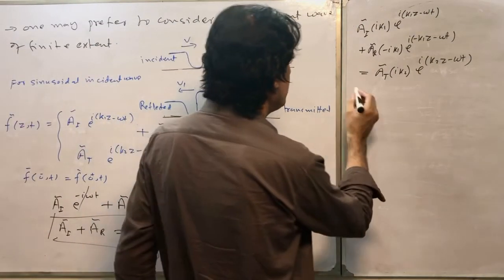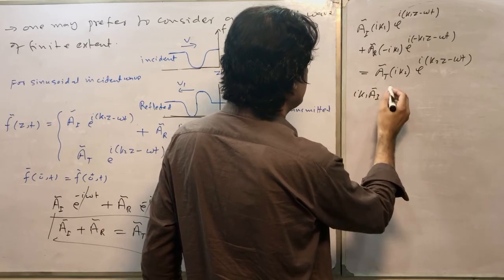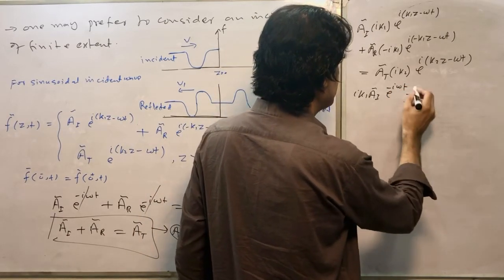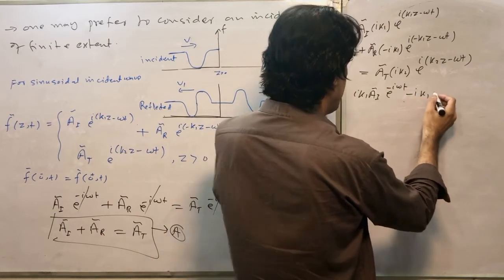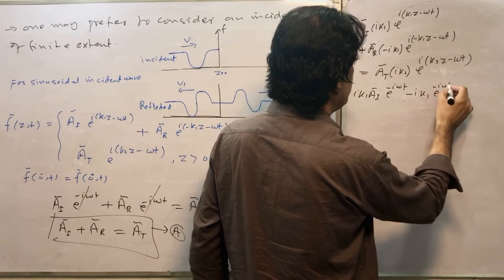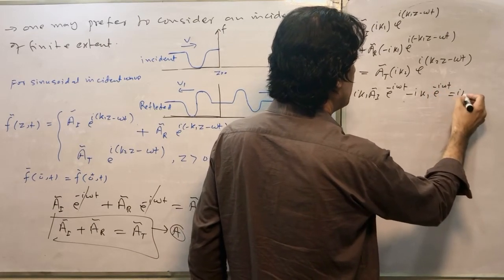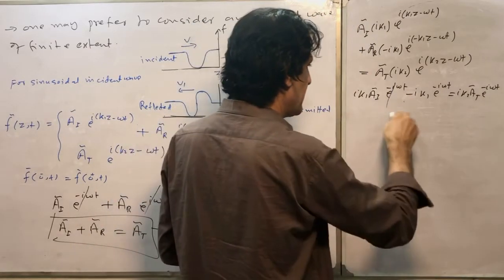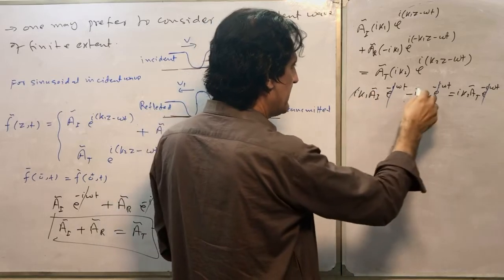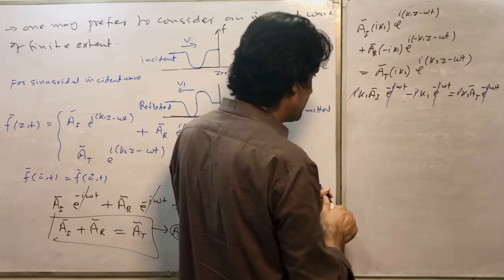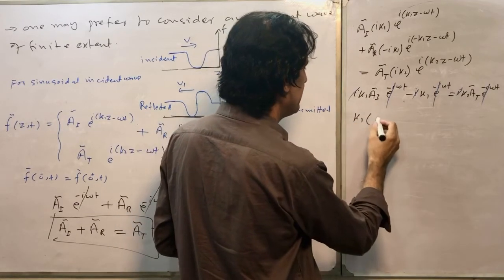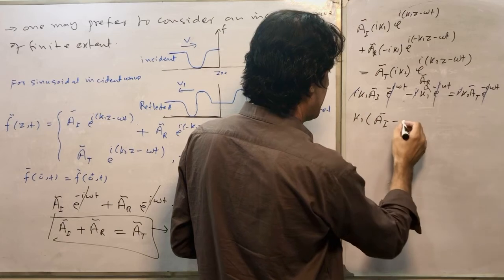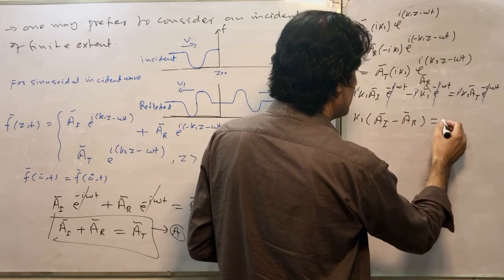And for z is equal to 0, it means that iota k1 ai e to the power minus iota omega t, minus iota k1 ar e to the power minus iota omega t, is equal to iota k2 at e to the power minus iota omega t. Then this term will cancel with this and iota will cancel with iota, and I can take k1 as common, then ai minus ar is equal to k2 at.